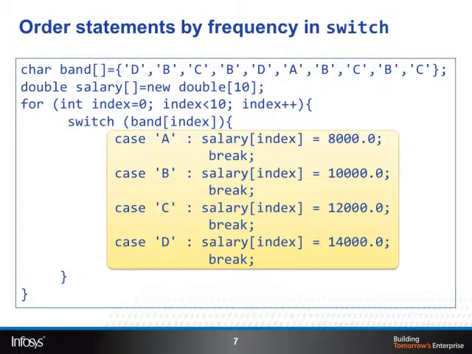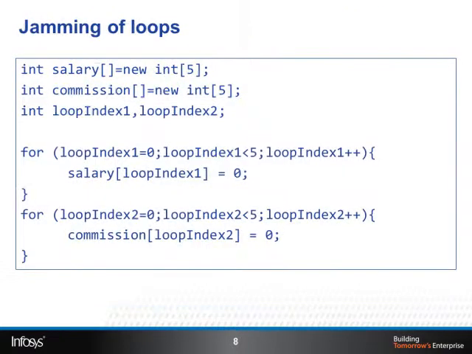We should arrange the cases in descending order of number of employees under each band, that is band B, C, D, A. This will ensure that at runtime a minimum number of conditions are checked for a sufficiently large number of input values. That is, as the number of employees in band B is maximum and the case related to band B is placed first, the time required to execute the code is minimum.